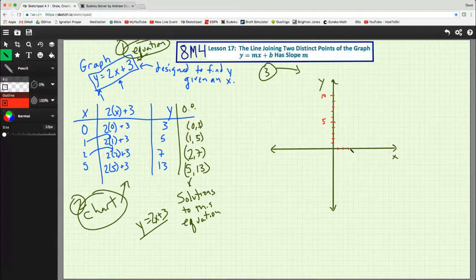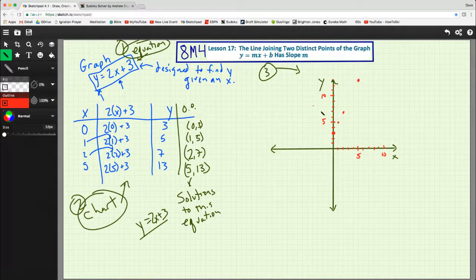1, 2, 3, 4, 5, 6, 7, 8, 9, 10. Okay, so 0, 3. 1, 5. 2, 7, and then we did 5, 13.